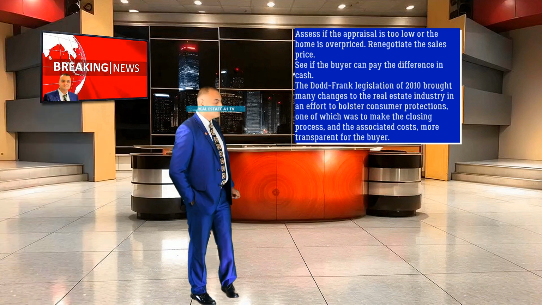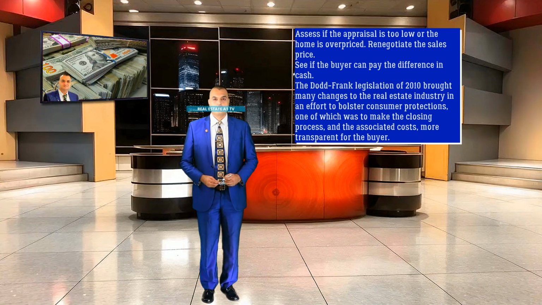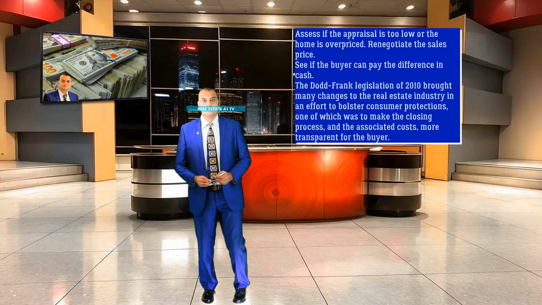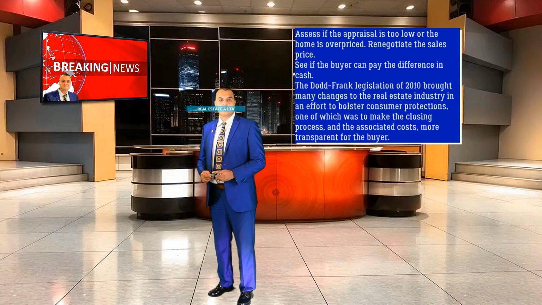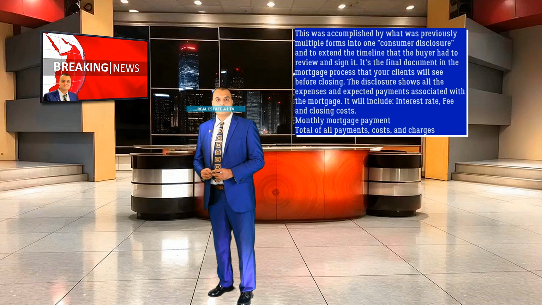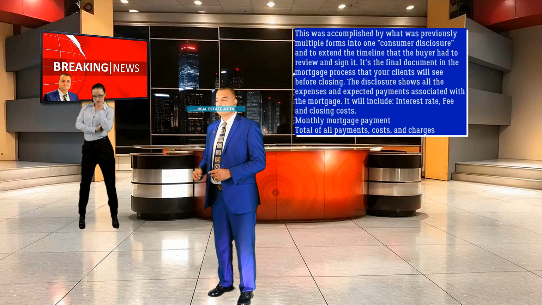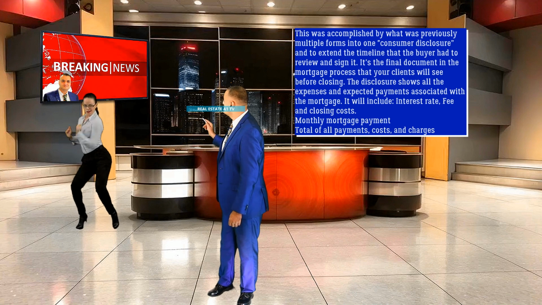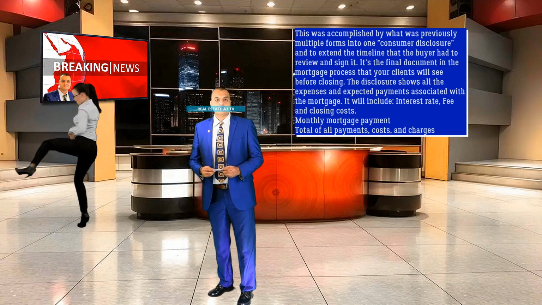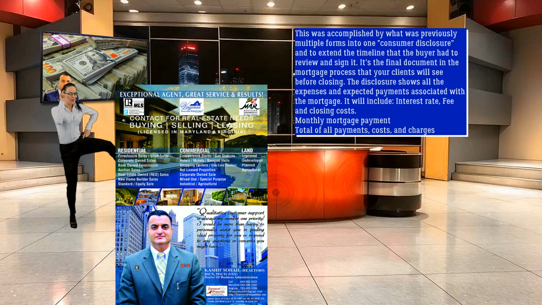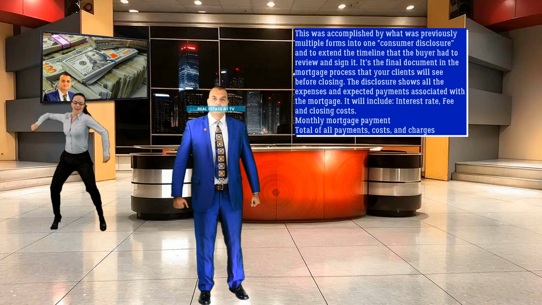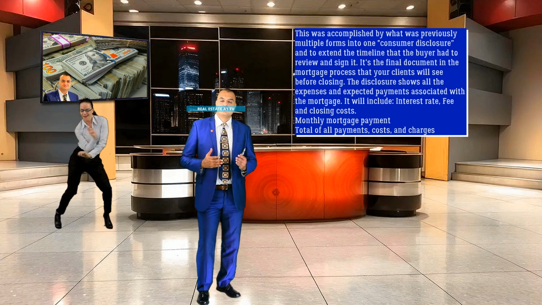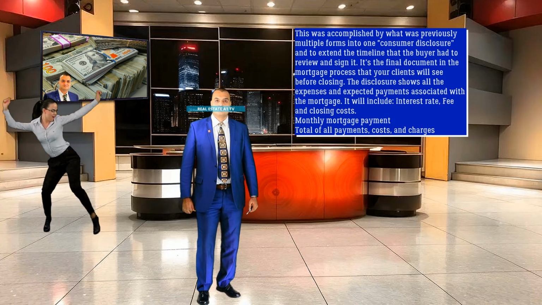The Dodd-Frank legislation of 2010 brought many changes to the real estate industry in an effort to bolster consumer protections, one of which was to make the closing process, and the associated costs, more transparent for the buyer. This was accomplished by combining what were previously multiple forms into one consumer disclosure and extending the timeline that the buyer had to review and sign it. It's the final document in the mortgage process that your clients will see before closing. The disclosure shows all the expenses and expected payments associated with the mortgage. It will include interest rate, fees and closing costs, monthly mortgage payment, and total of all payments, costs, and charges.